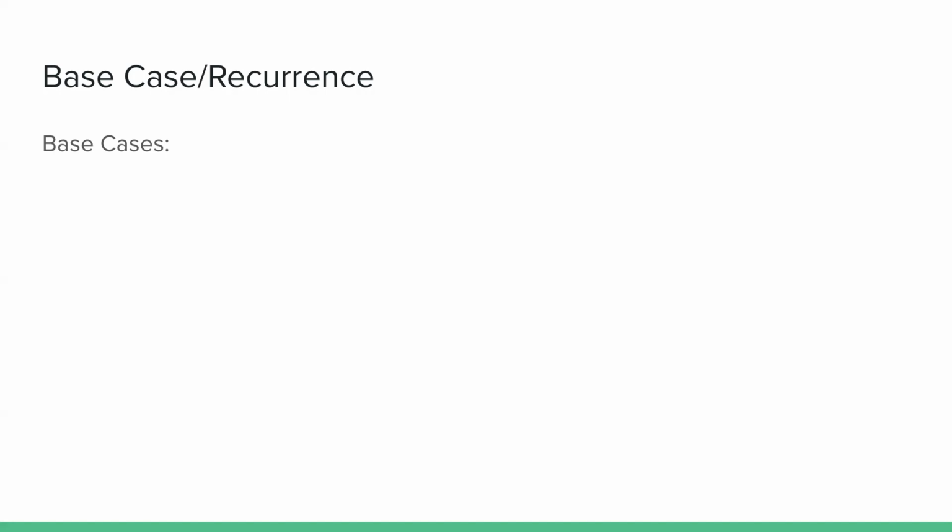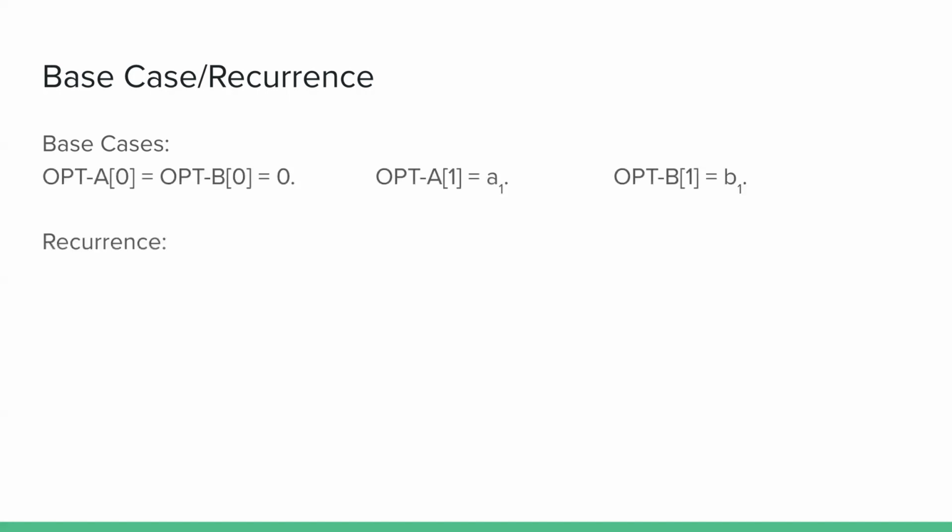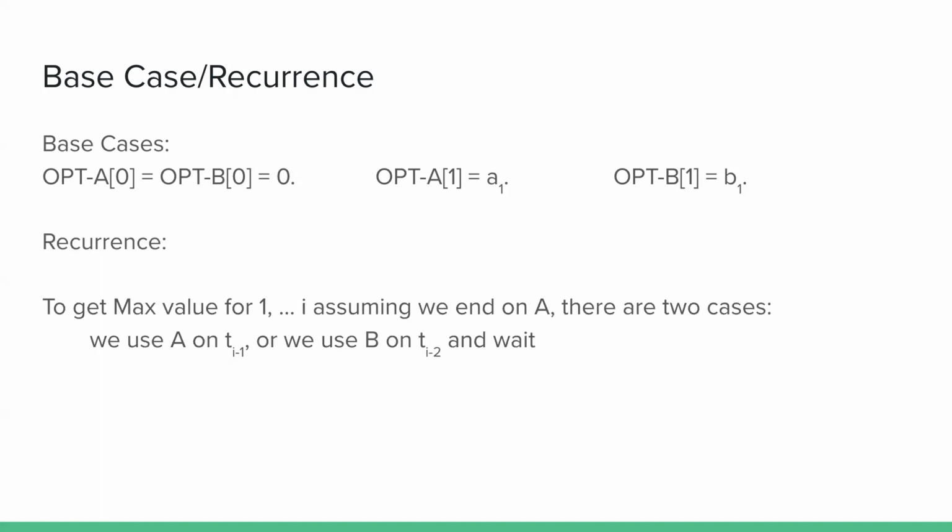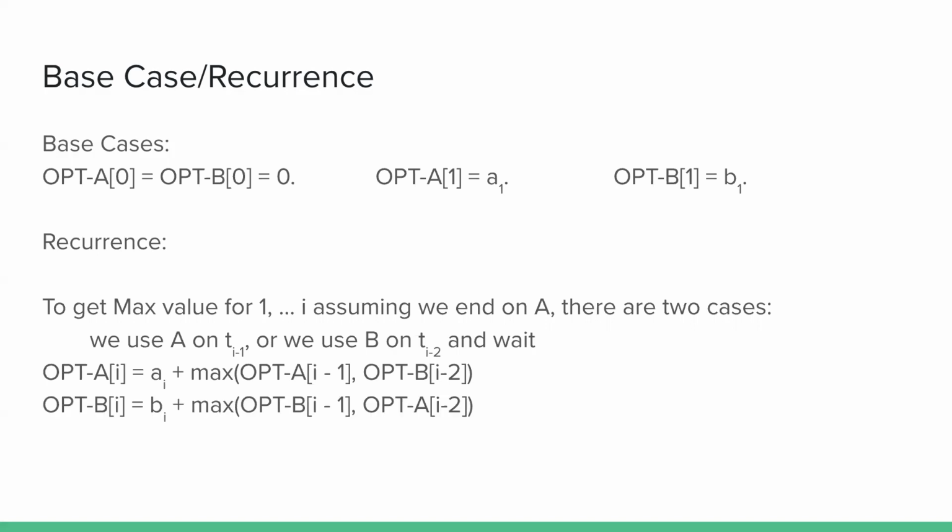Yeah, that is correct. So first of all, we have the base cases. If you go from time 0, then of course you cannot do anything, so your optimal value would just be 0. And if you go for time step 1, then if you use machine A last, which means you use machine A at time step 1, then you get A1. And if you use B, then you get B1.